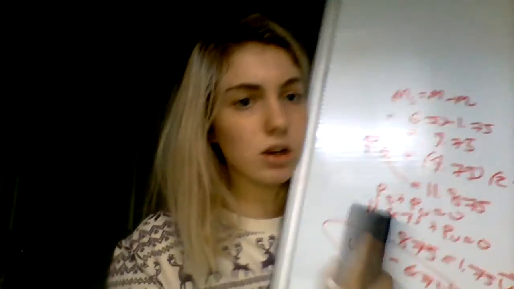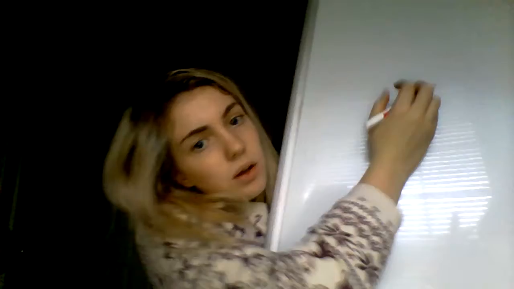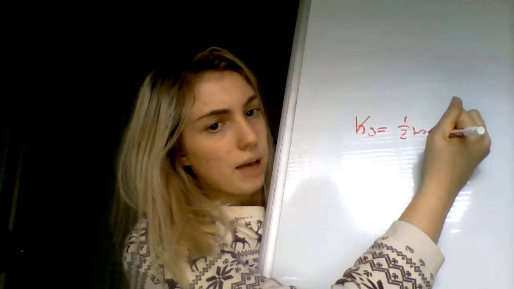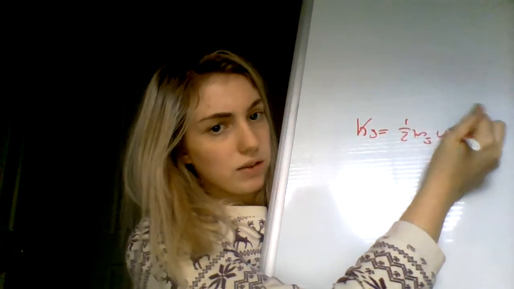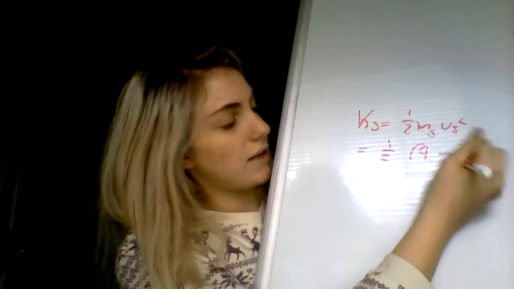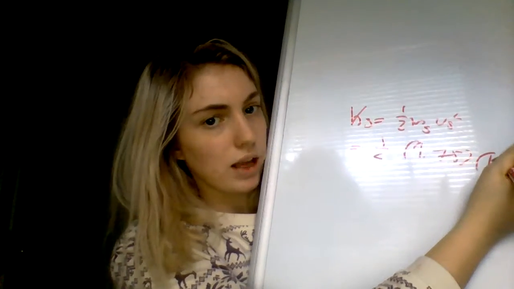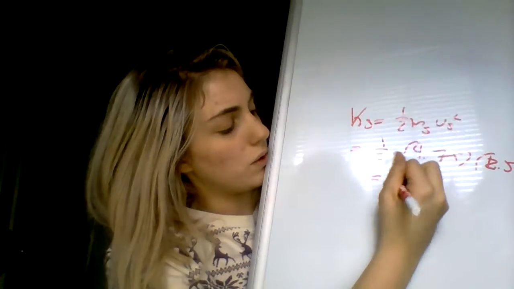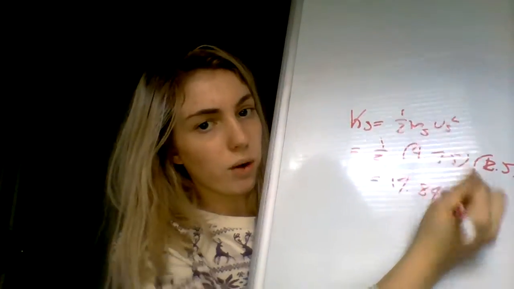For part B, we use the values that we found for the mass of the squid and the velocity of the squid to get the kinetic energy of the squid. So we use this equation, one half m of the squid times v of the squid squared, which equals one half times 4.75, the mass of the squid, times the velocity of the squid, 2.5, squared, which will equal 14.84 joules.